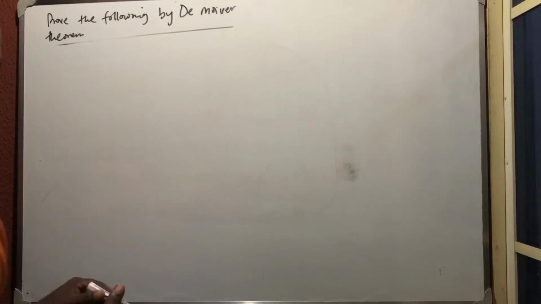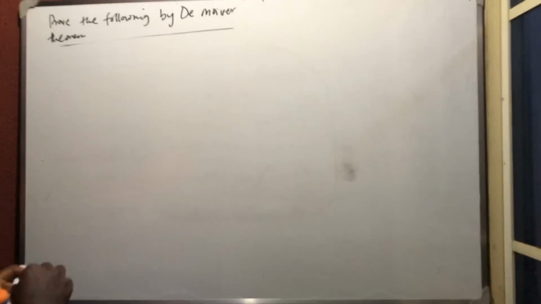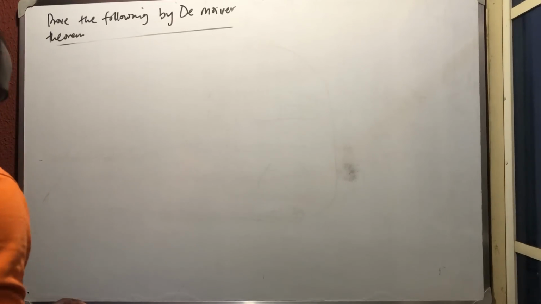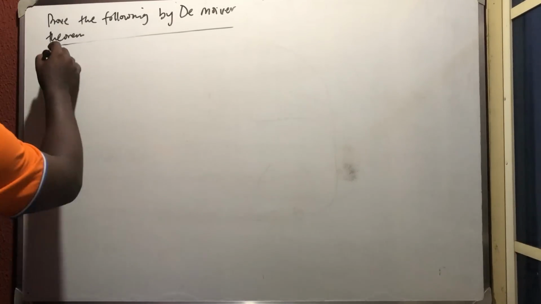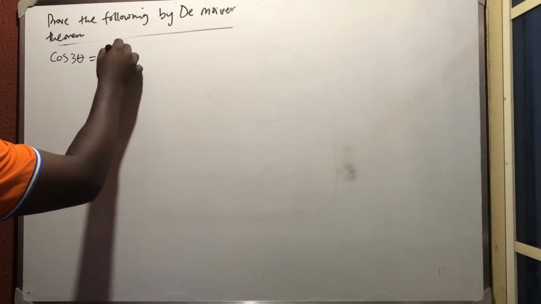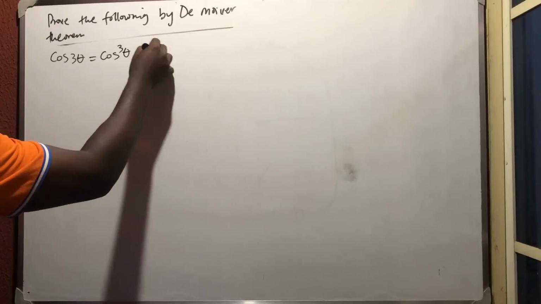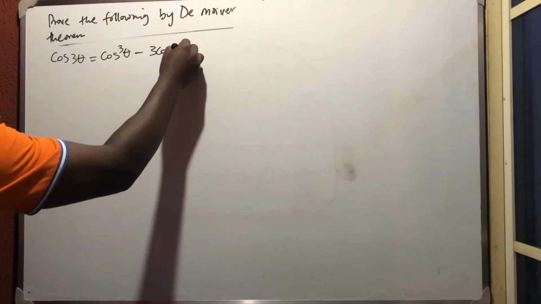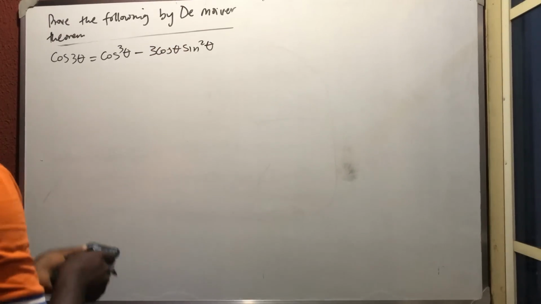C is now raised to power 3, and it's very simple. Okay, so look at C. They say we should prove that cos 3 theta is equal to what? Cos 3 theta minus 3 cos theta sine square theta. This one is very, very simple.